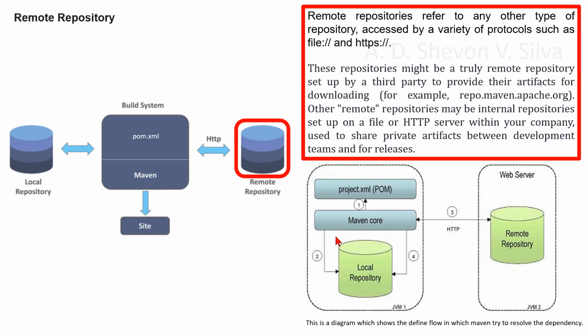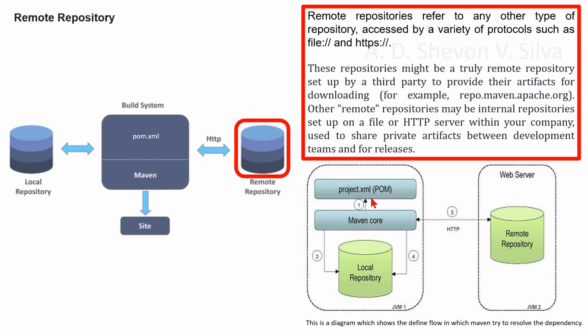Then Maven core checks if the artifact is in the local repository. Then it gets the artifact from the remote repository and downloads it into the local repository, and then the core generates files or creates the jar. So here Maven core is connected to pom.xml.